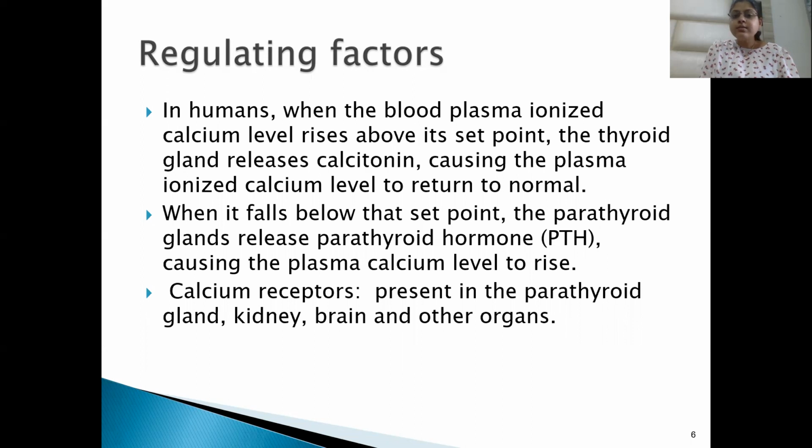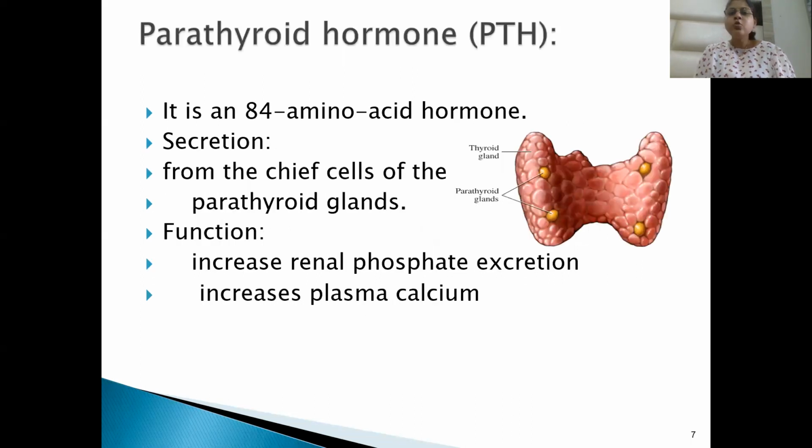When it falls below the set point, the parathyroid gland releases parathyroid hormone. This parathyroid hormone is known to increase the plasma calcium levels because it causes bone resorption and shifts the calcium from bone to the blood. Calcium receptors present in the parathyroid gland, kidney, brain, and other organs are also responsible for regulating the calcium level in the blood.